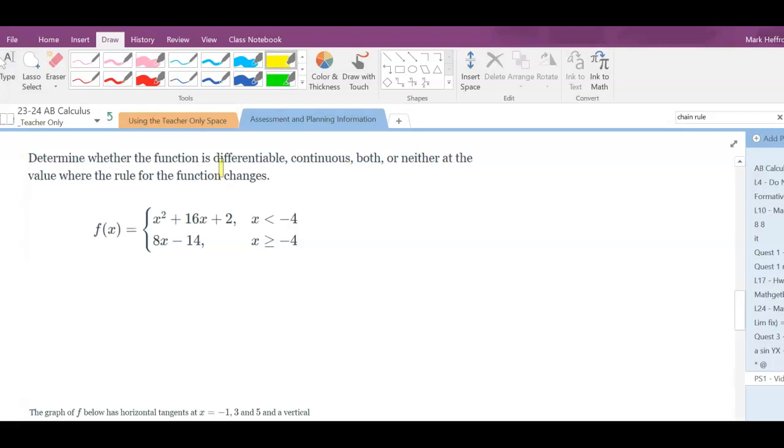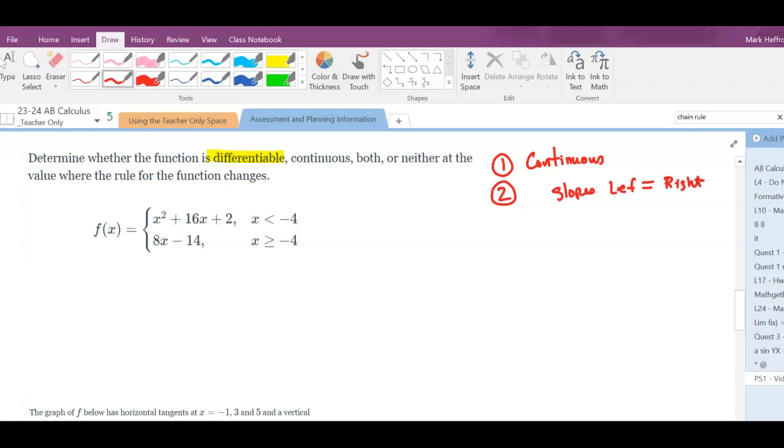So we've been asked to determine if the function is differentiable. So we need to think about the definition of differentiability. One, we must be continuous. So we'll need to show that in order to know if we're differentiable or not. Then, we need to make sure that the slopes from left equal right.